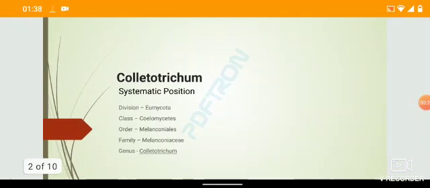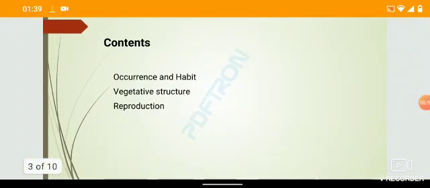First of all, the systematic position of Colletotrichum. Colletotrichum belongs to division Eumycota, class Coelomycetes, order Melanconiales, family Melanconiaceae, and genus Colletotrichum. In this, we'll discuss the occurrence and habit, vegetative structure, and reproduction.